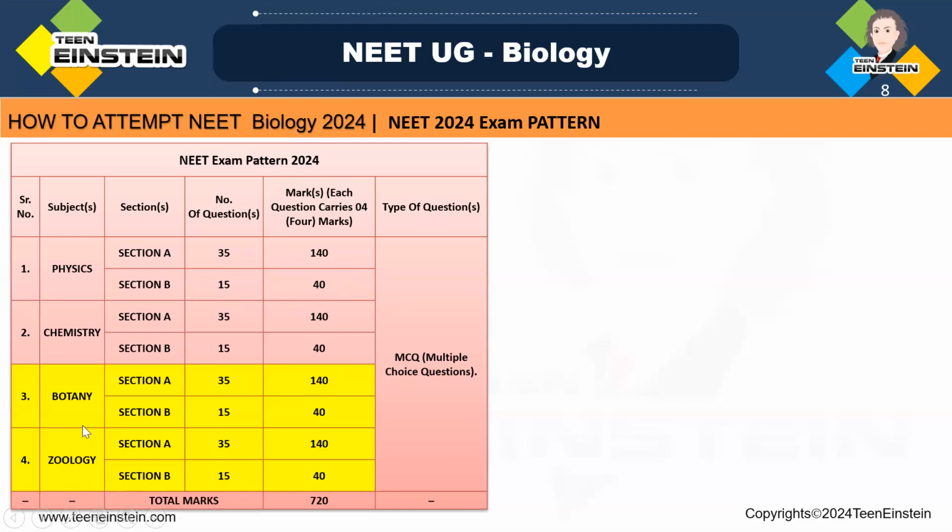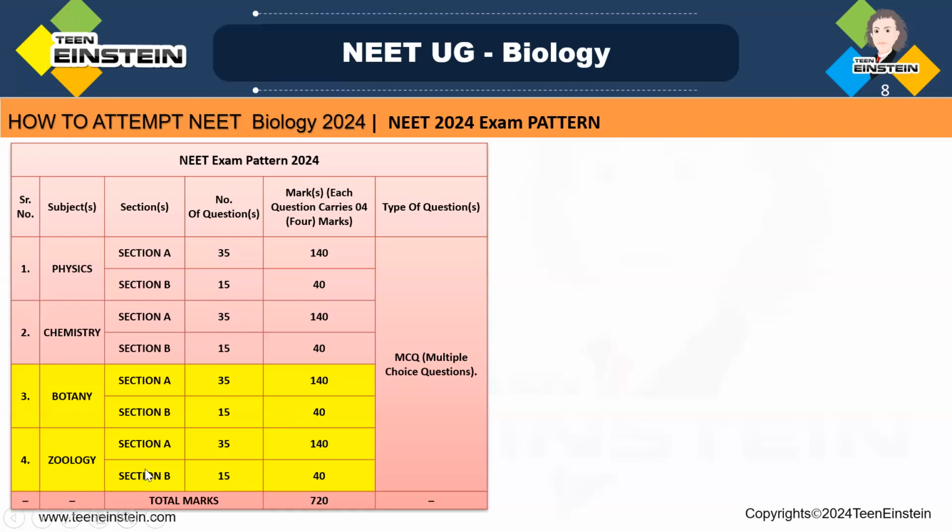And when we are coming to the botany and zoology portion, section A will be having 35 questions. So 35 into 4, 140. Section B will be having 15 questions, and out of this, you can answer 10 questions. If you're answering extra questions also, there is no use. You won't get extra marks. Only 10 questions they will evaluate. So you will get 10 into 4, 40 marks.